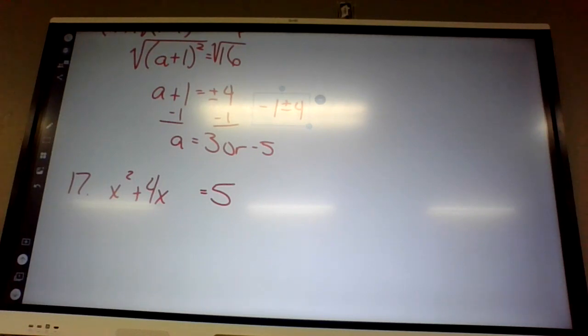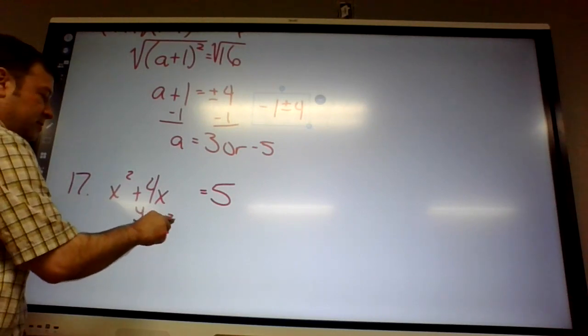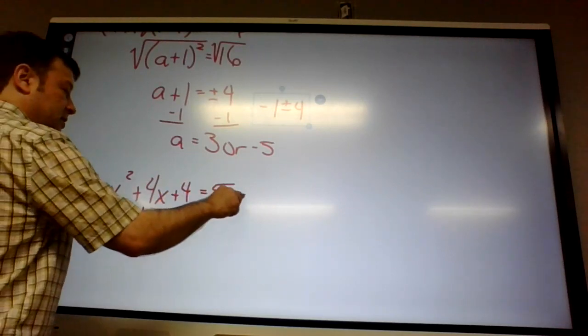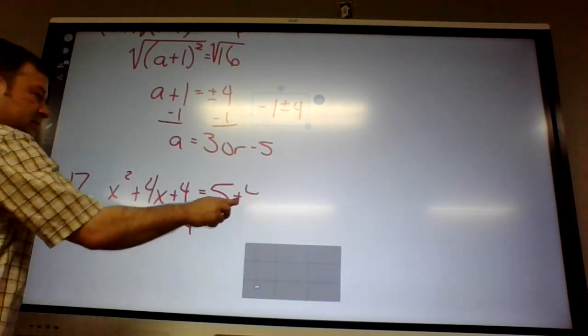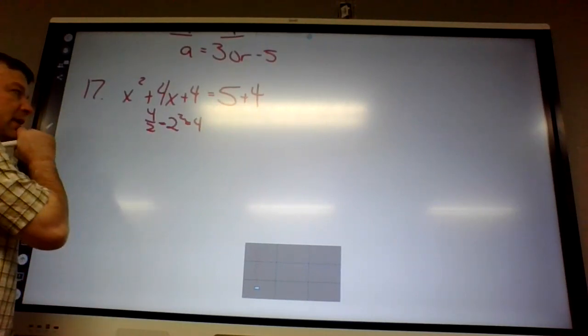So x squared plus 4x. Okay, I'm going to leave a space right there. Alright, Eli, what are we going to do first? Divide by 2 and then square it, so it'd be plus 4. So 4 divided by 2 is 2, squared is 4. So we're going to add 4 to both sides.